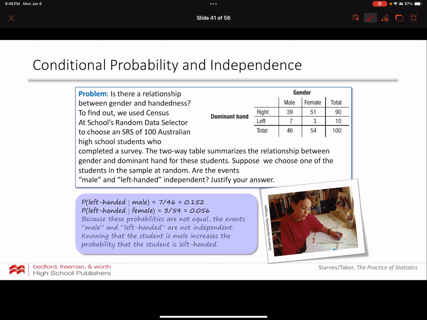So therefore, these two events, being male and left-handed, are not independent. Knowing that the student is male actually increases the probability that the student's left-handed.